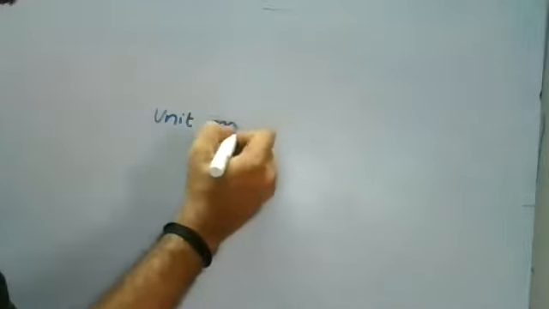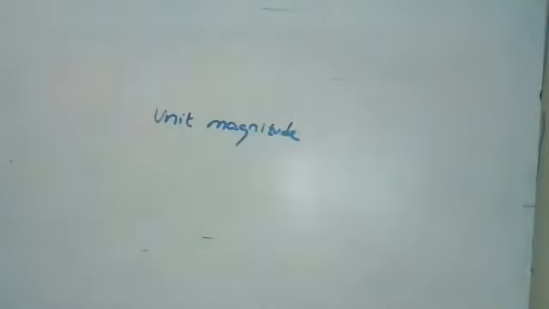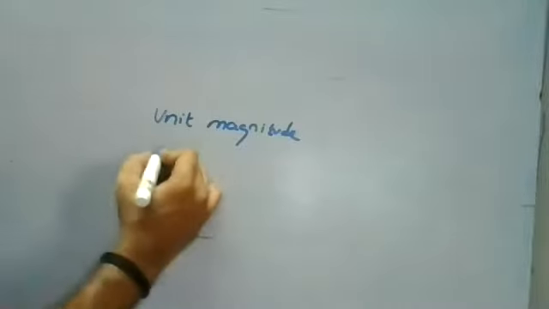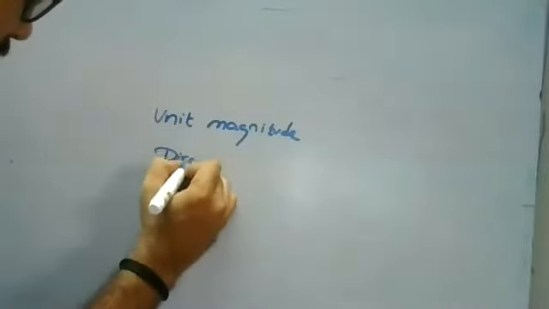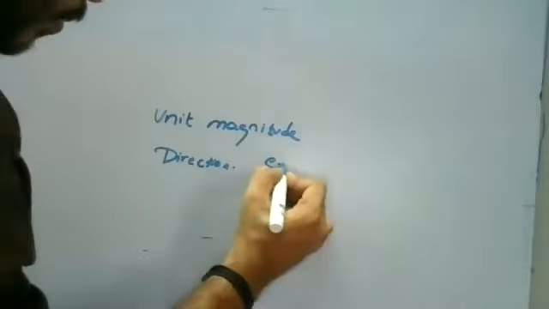Next one is unit vector. A unit vector is nothing but a unit magnitude, a single magnitude, one value. So with unit magnitude, the vector will be identified only with the direction. So direction-based is how we define it. Okay, for example, let's look at an example.